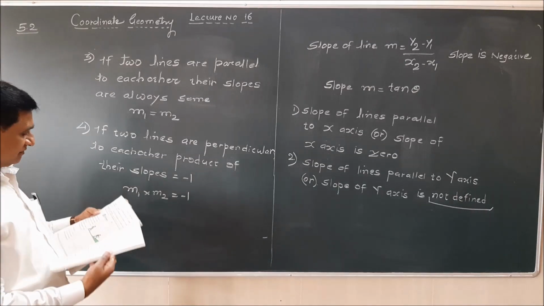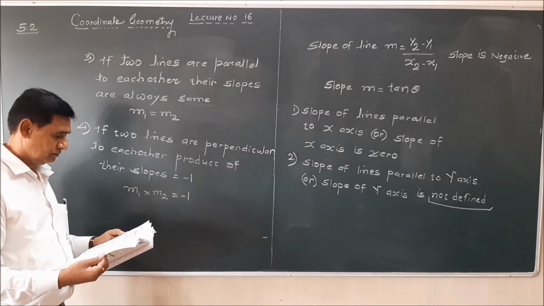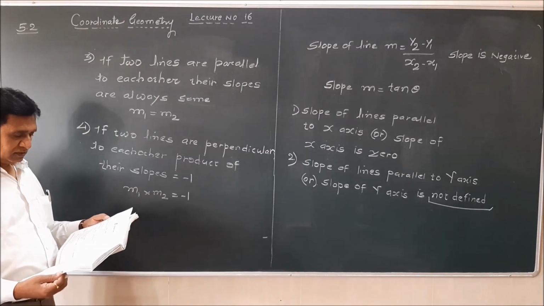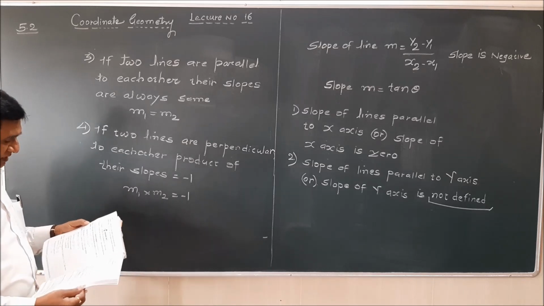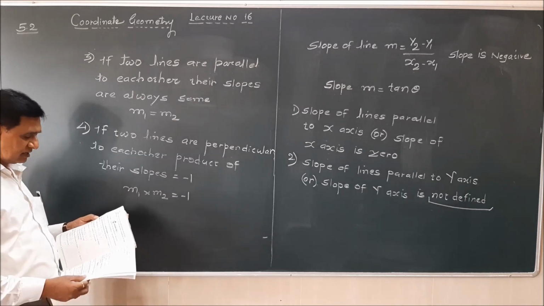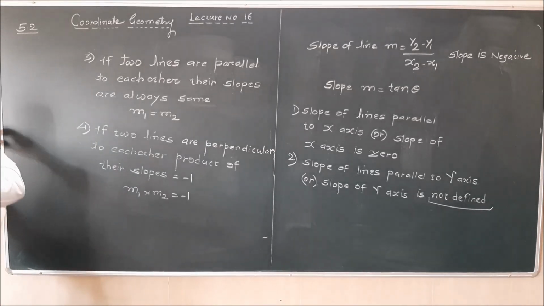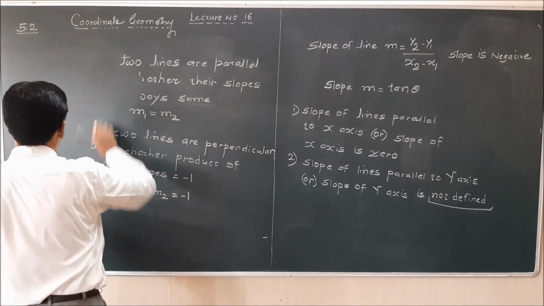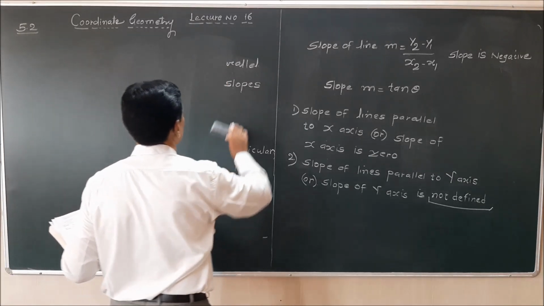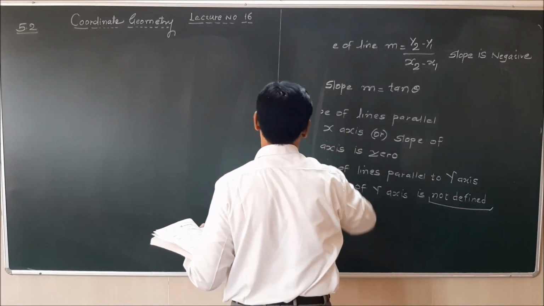In exercise 5.3, angles made by the line in the positive direction of x-axis are given. Find the slope of these lines. So please pay attention here. These are important points. You have to read these points again and again.